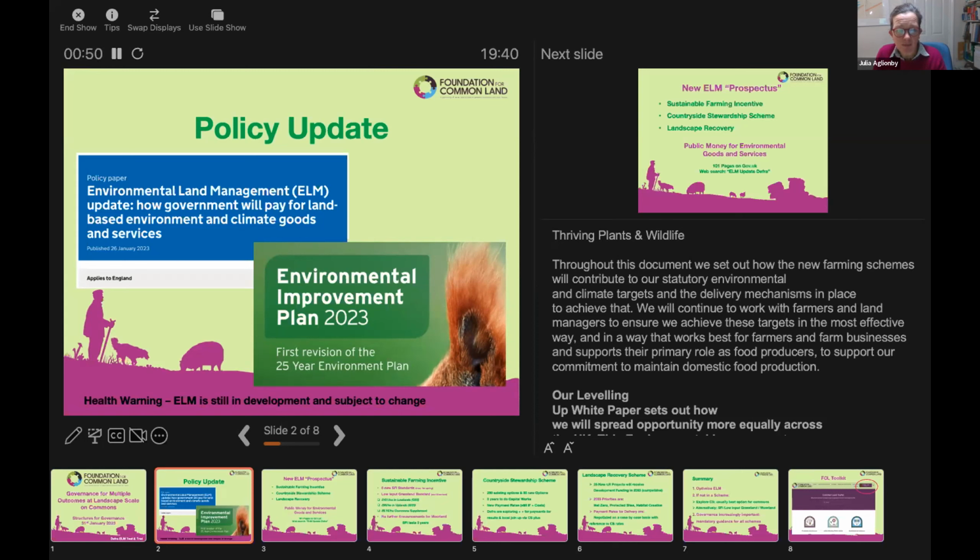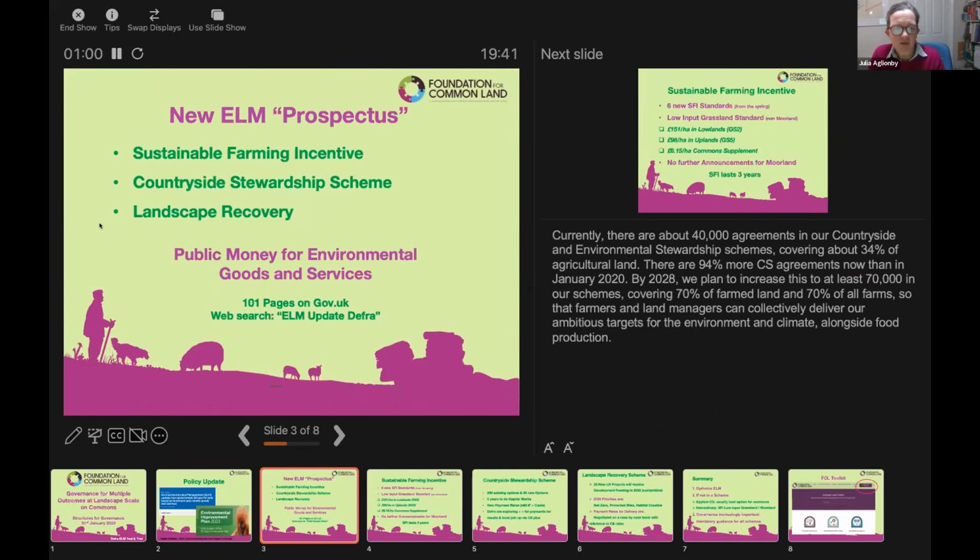Both are very long documents, but I do recommend that you look on gov.uk for them and have a read. I'm particularly going to focus on what's called the ELM prospectus. So this is the first document. So this is the update from Defra about environmental land management. But there is some very relevant information on the policy paper, the Environmental Improvement Plan, that was released as well.